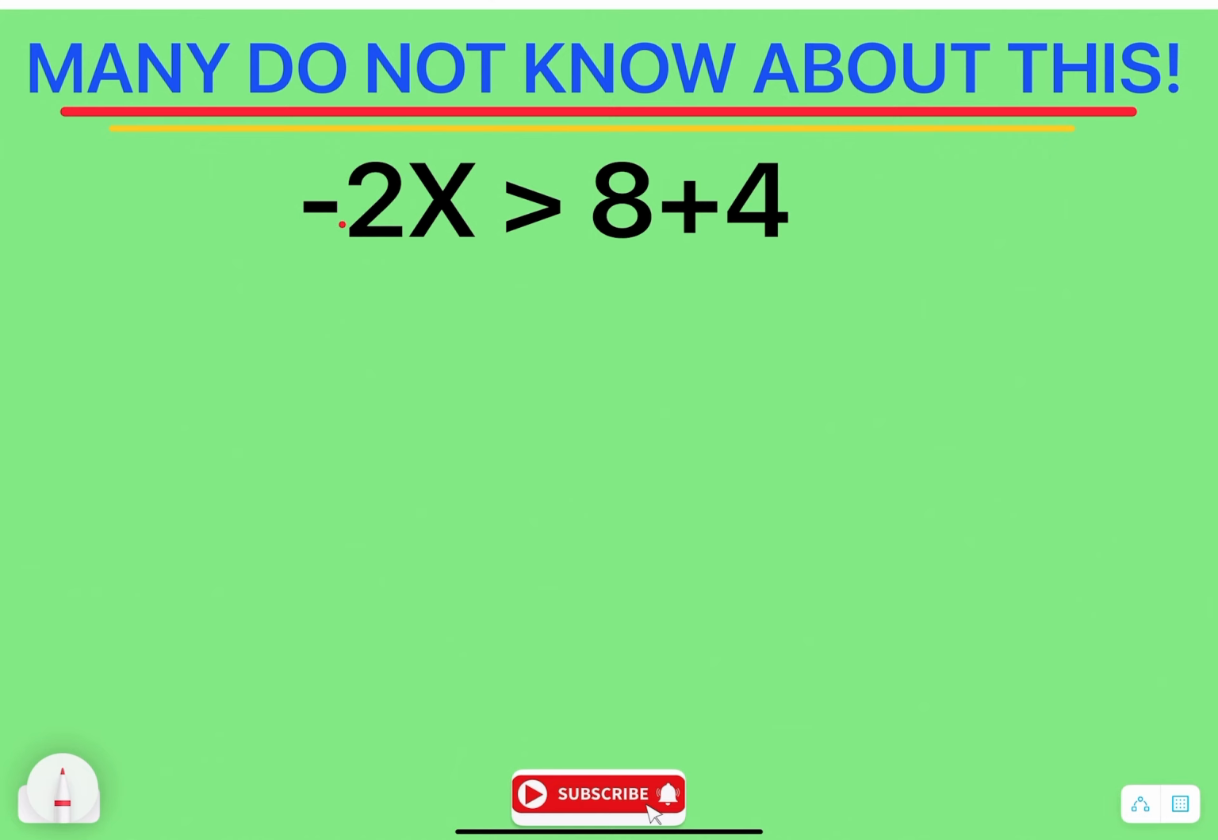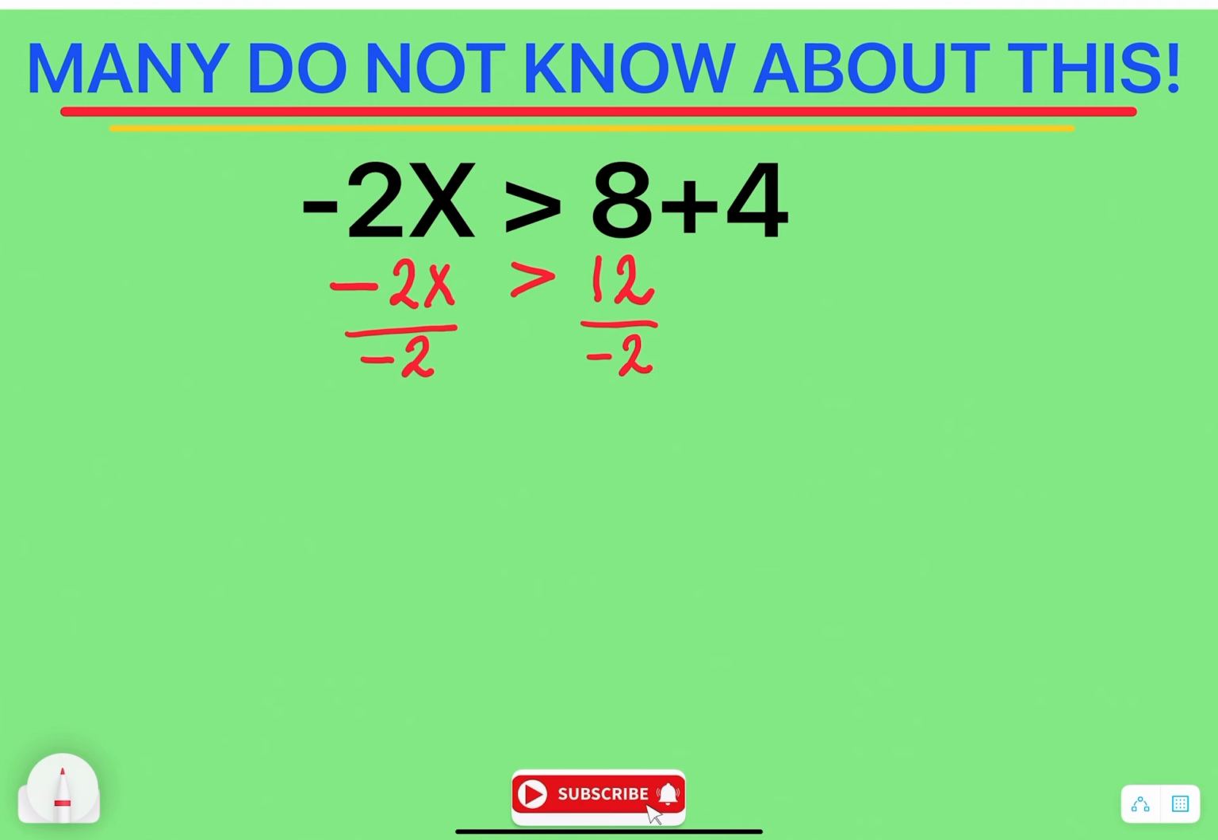Let's see this inequality. We have negative 2x is bigger than 8 plus 4. How do we solve this? This way. Negative 2x is bigger than 8 plus 4, which is 12. Right? Now, we have to find the value of x, right? We can divide both sides by negative 2.